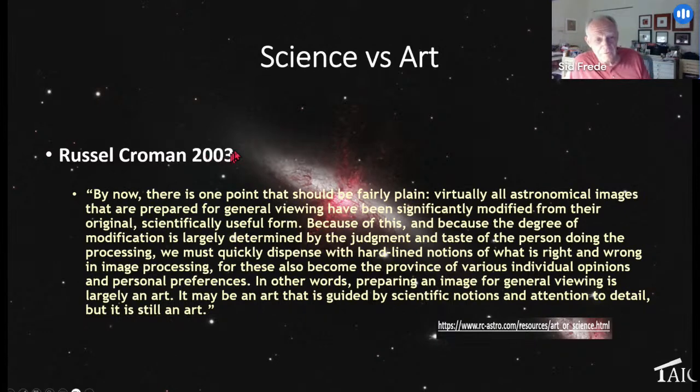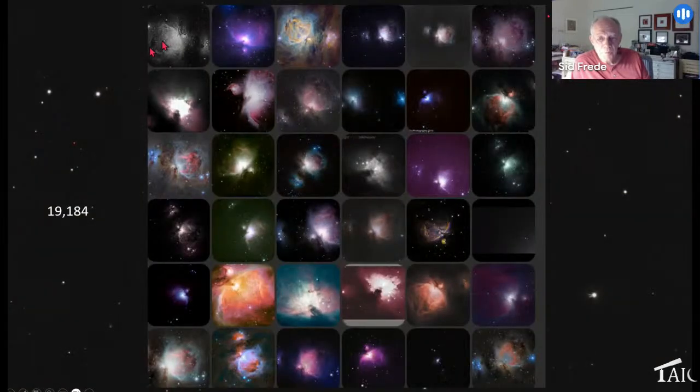This goes back to 2003, so we've been arguing about it ever since. This is a screenshot of one page from AstroBin of M42. When I took this screenshot, which was just a week or so ago, there were 19,184 images of M42 on AstroBin. And you can see not a one is similar to another. Different colors, different saturations, different hues, different orientations, different magnifications. Every one of those 19,184 is different, and there's nothing wrong with any one of those 19,184. Those are the individual interpretations of the person processing that data of the M42 image he created.